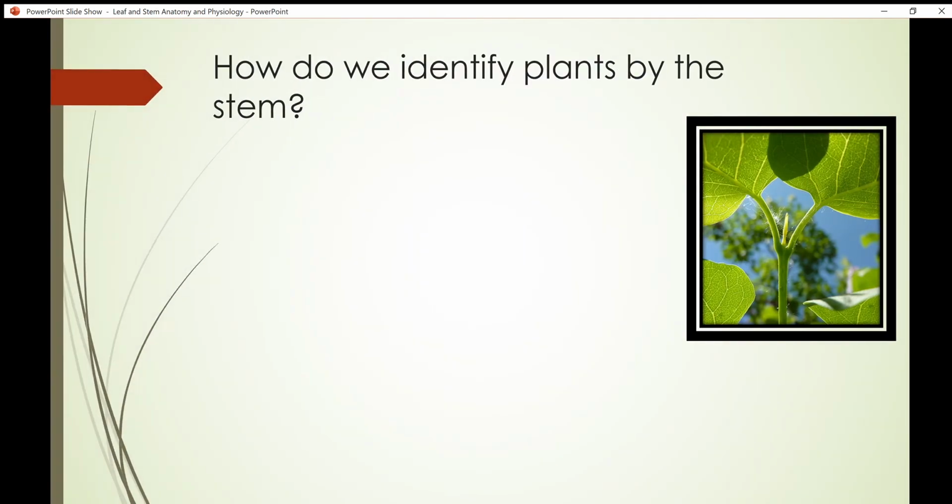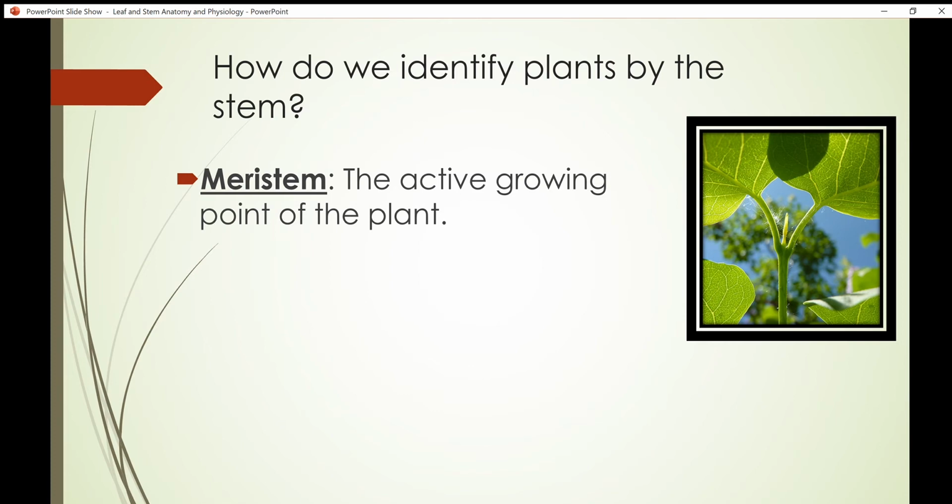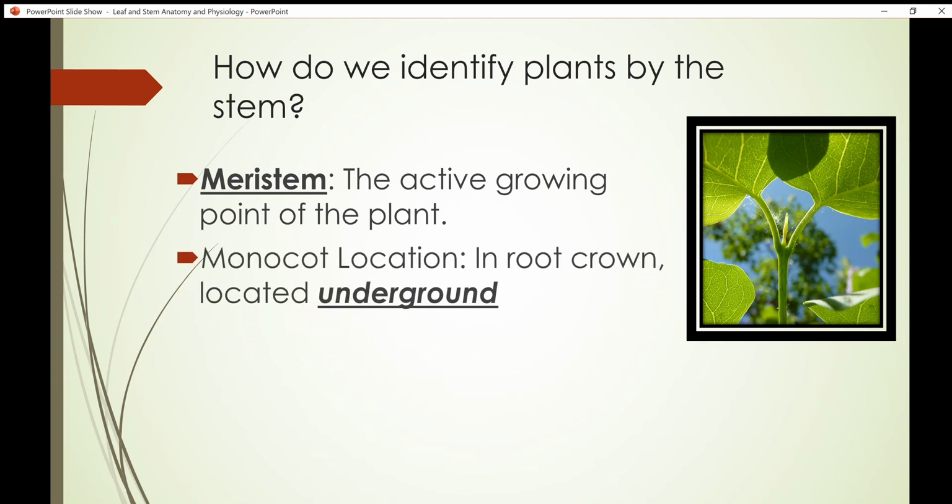So how do we identify plants by their stem? We identify them by their meristem, or active growing point on the plant. Monocot's location is in the root crown. It's located underground. Okay. If a plant is cut off, it will grow back. So this is why you cut your lawn, which is a monocot. Grasses are monocots. Every week or so in the summertime because it keeps growing back and getting longer and longer and longer.